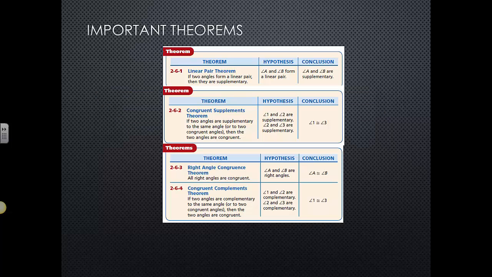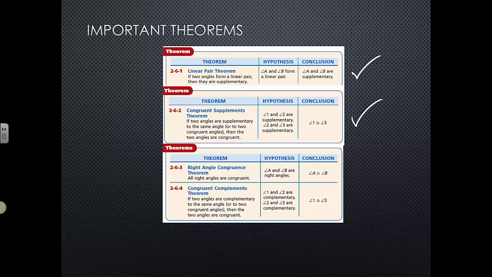Okay, here are some important theorems that you need to know. We're not going to prove them in the video, but we definitely are going to talk about how you would prove them in class. The first one is the linear pair theorem, which says if two angles form a linear pair, then they are supplementary. The second one says if two angles are supplementary to the same angle or two congruent angles, then those two angles are congruent. So for example, if angle 1 and angle 2 are supplementary and angle 2 and angle 3 are supplementary, then it's safe to assume that angle 1 is congruent to angle 3.